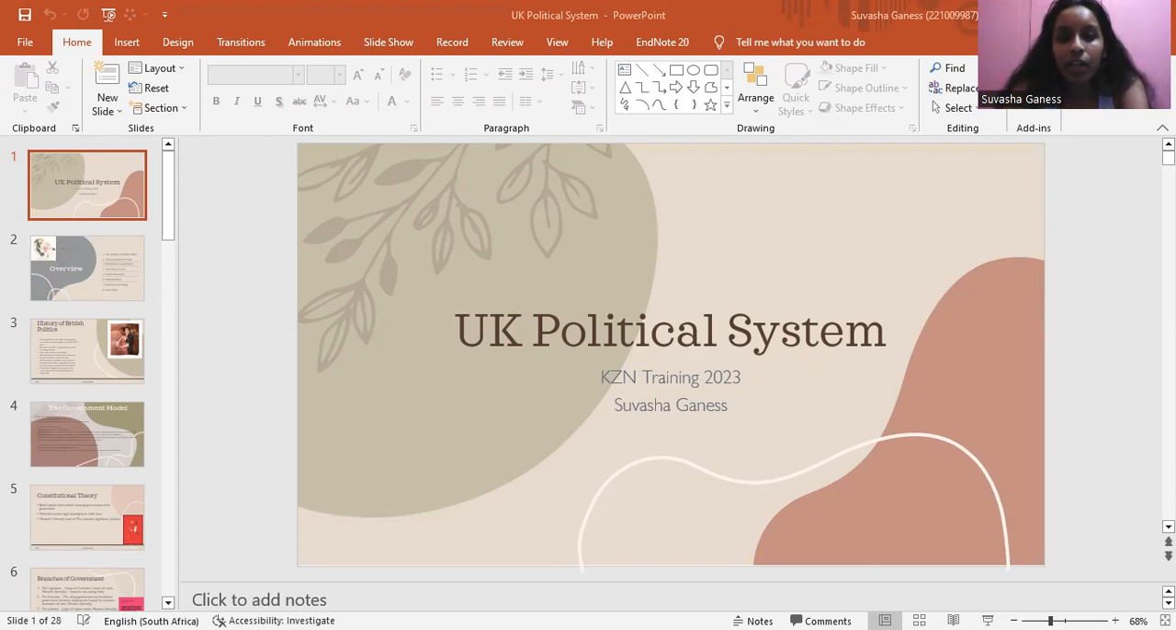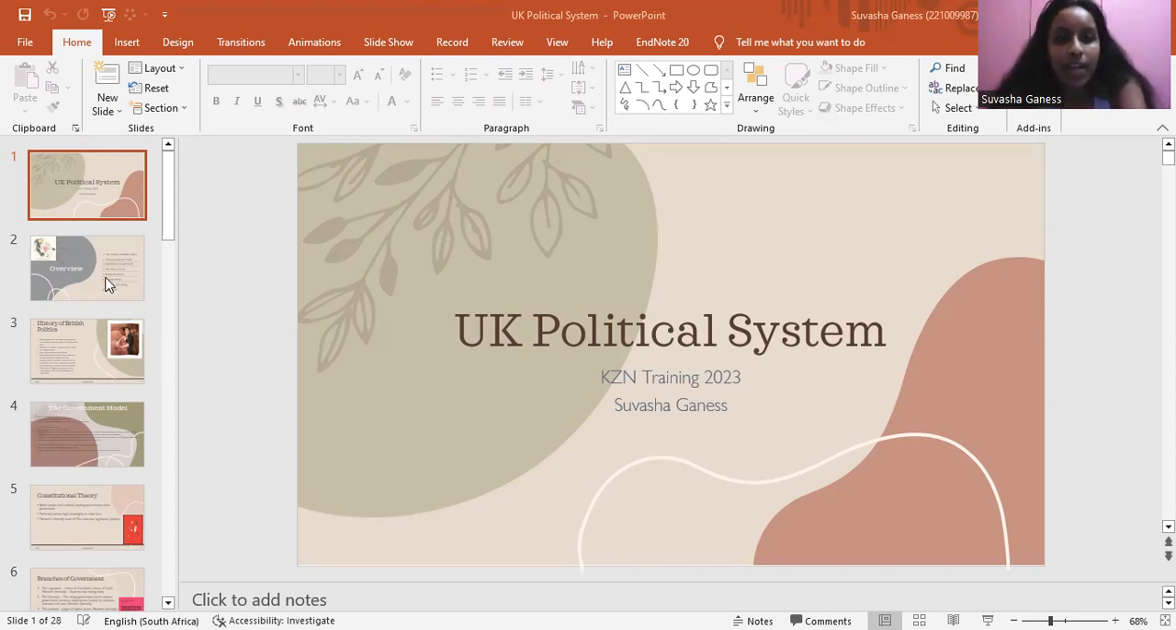So today we're going to be looking at the UK political system. While we go through the slides, there are a few slides where I don't really explain much or read through them for you. They're pretty self-explanatory and there's enough information on the slides for you to understand. But if you have any questions, please feel free to message me. So let's get straight into it.